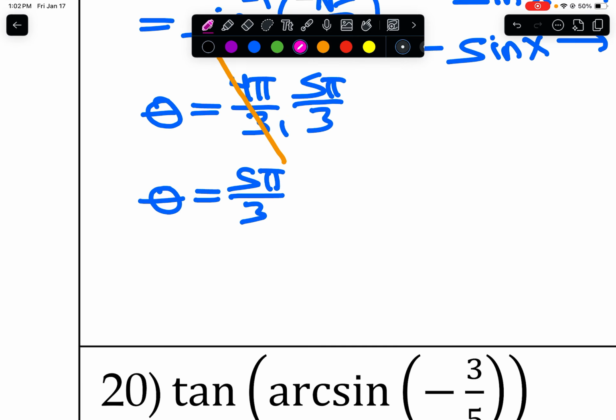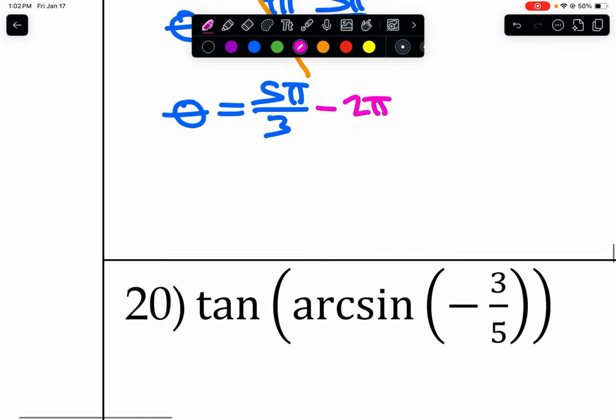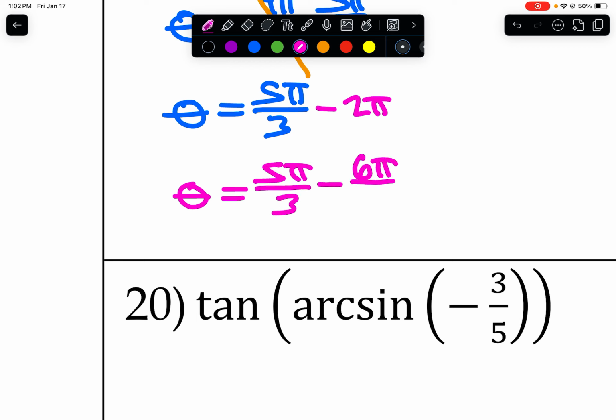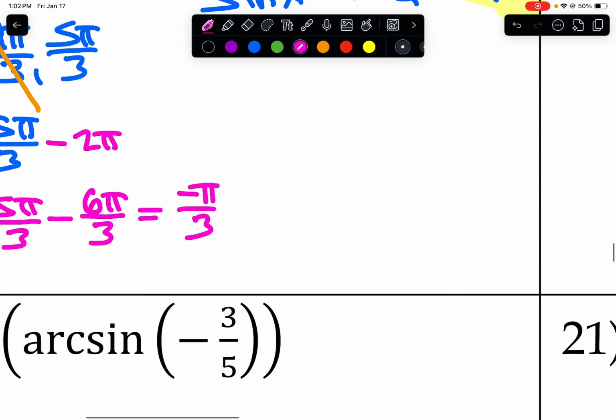So we want to be in the interval from negative pi over 2 to positive pi over 2. So I need to subtract 2 pi. So that's going to be 5 pi over 3 minus 6 pi over 3, which is going to give you negative pi over 3. So your theta value here would be negative pi over 3. That's number 3.